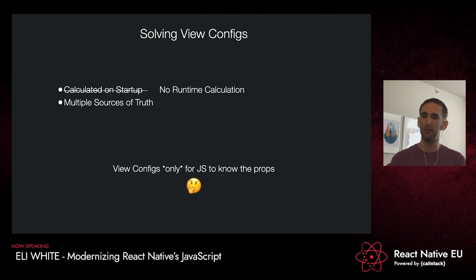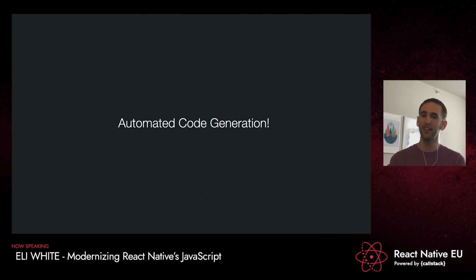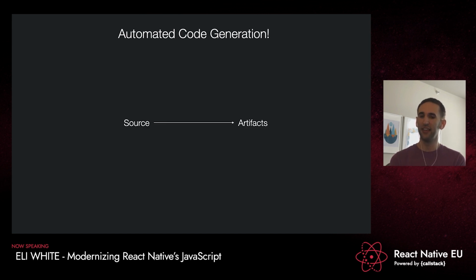So we're going to solve these problems, and we're going to change our view configs from being calculated at startup to no longer have any runtime calculation at all. And we're going to get rid of multiple sources of truth and have a single source of truth in JavaScript. And the way that we're going to do this is with automated code generation. We call it codegen. You may have heard of the codegen project as part of our new architecture. That's what we're going to talk about. So codegen in general is a process of taking some source inputs and generating some artifacts.